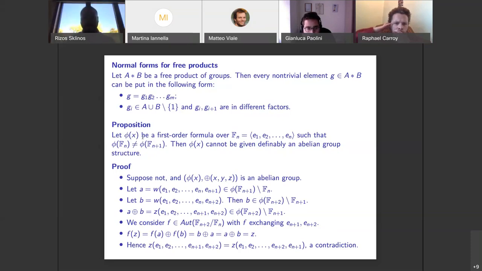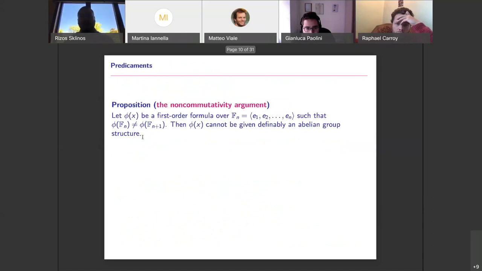So that's actually how one proves that for this particular class of formulas, so formulas that gain an element when you check their solution set in a higher rank free group, they cannot act as domains for abelian groups, given in a definable manner. Right, so as I said, this is going to be a proposition that is going to be the core of the idea for the main proof. And I'm going to give it a name, and I'm going to call it the non-commutativity argument.